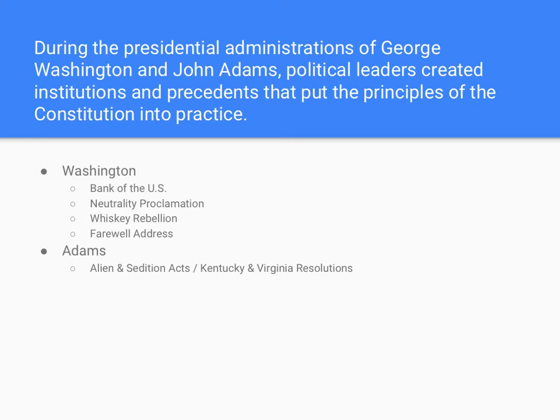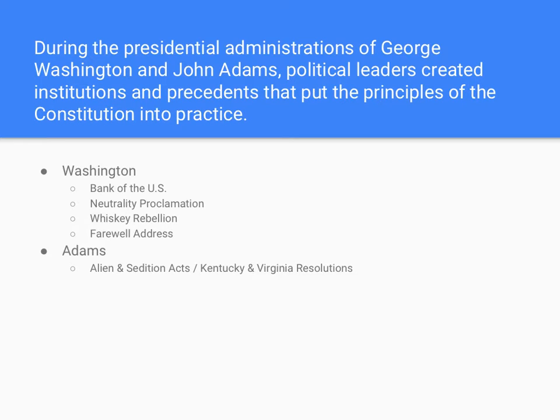And so some of the precedents that were set by Washington include the Bank of the U.S., which Washington signed into law. There was a conflict over the constitutionality of the Bank of the United States, and this actually contributed to the first political parties.